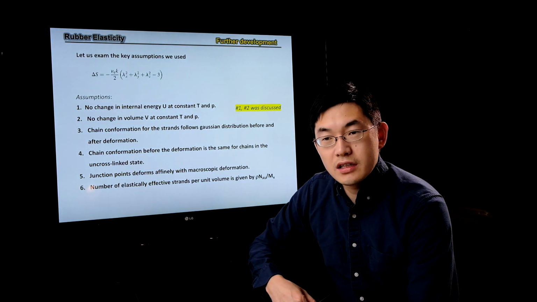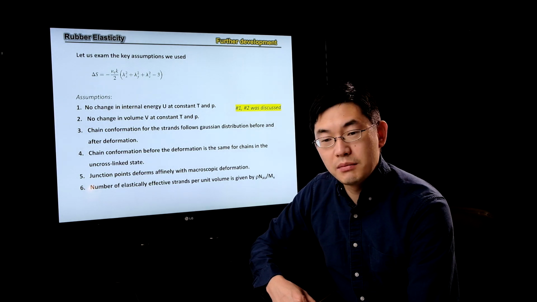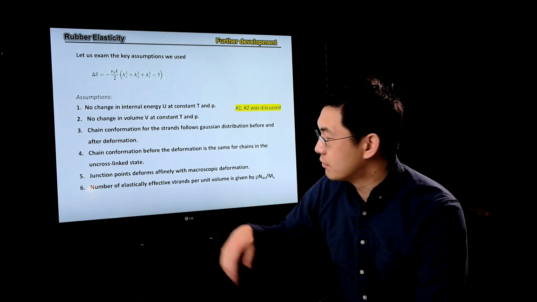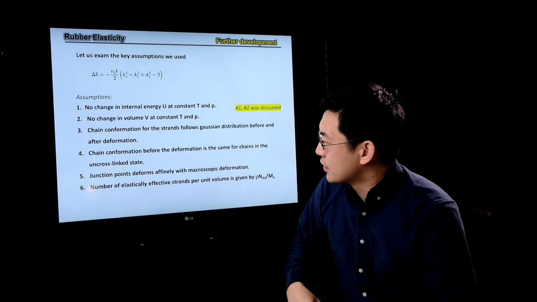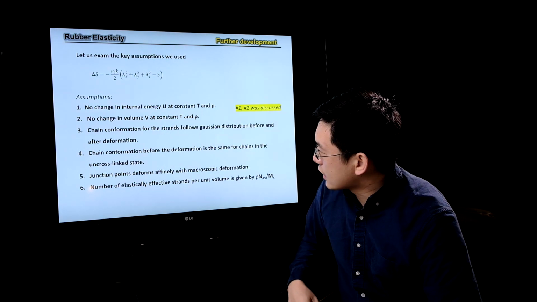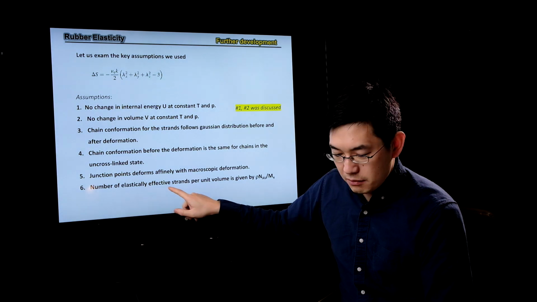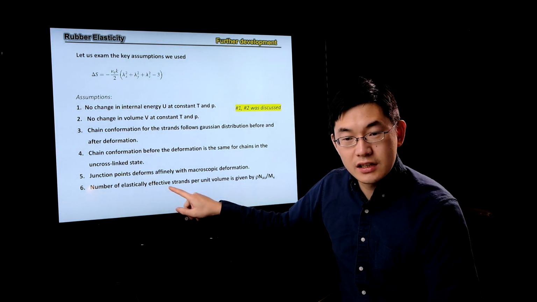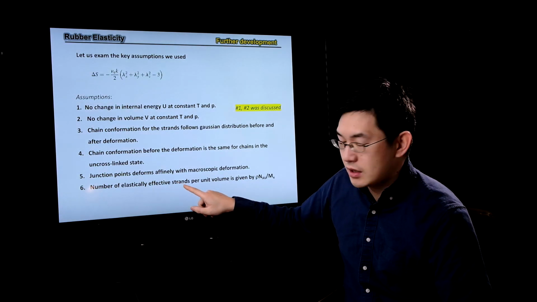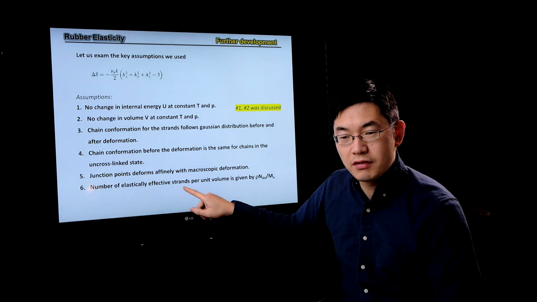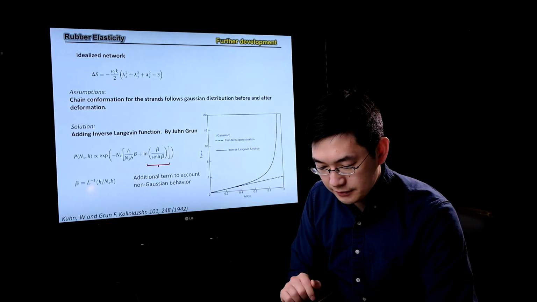Deformation is sometimes inhomogeneous at the local scale, so some points might deform slightly more than others. So this requires a modification to address the affine deformation. Last, the number of elastically effective strands per unit volume is given by this. This is pretty easy to fix; all we need to do is get a real effective value, not just the apparent one. You can back-calculate from the modulus to find the effective value.